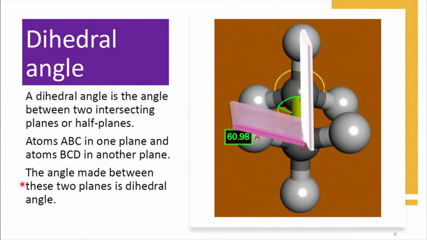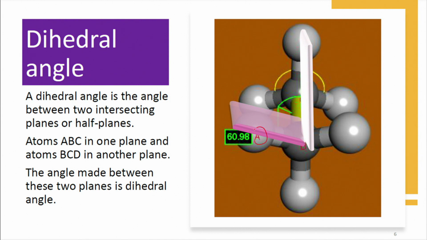Let us look at what is a dihedral angle. A dihedral angle is the angle between two intersecting planes or half planes. Here, atoms A, B, C are in one plane and atoms B, C, D are in another plane. What are the atoms A, B, C, D we are talking about here? We will look at that now.